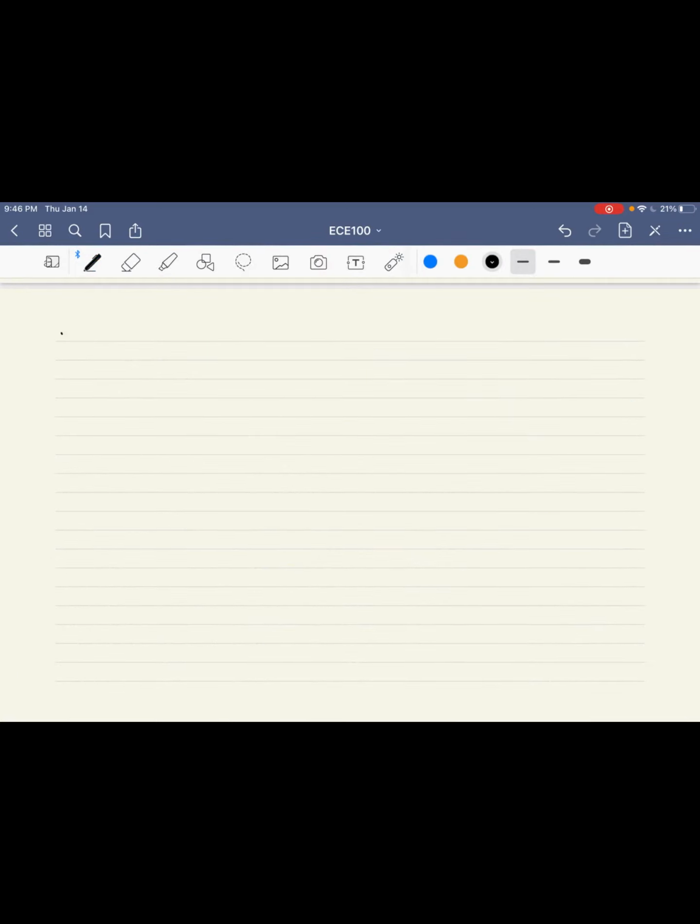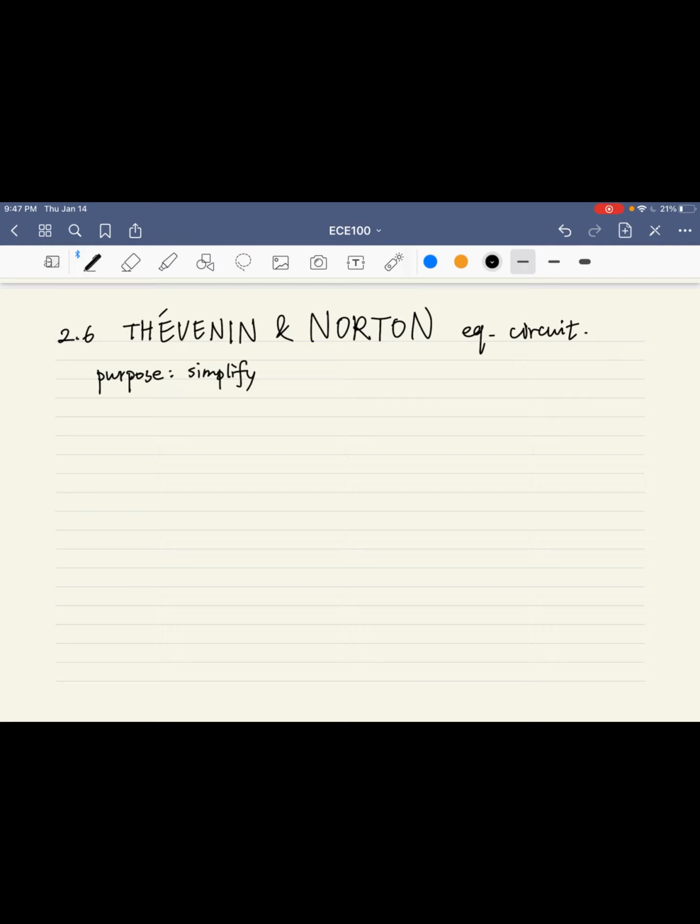Now we come to the 2.6 section of our textbook, which is Thevenin and Norton equivalent circuits. Let's keep it simple. These methods are ways to simplify your circuit. So they are our helpers. Don't be afraid of them.